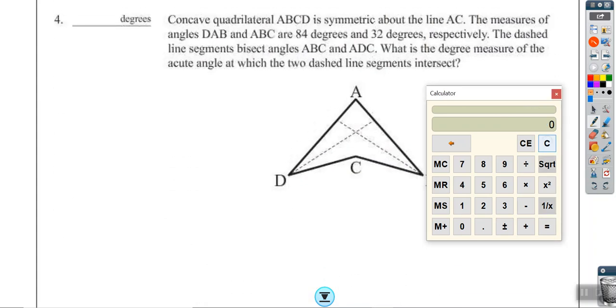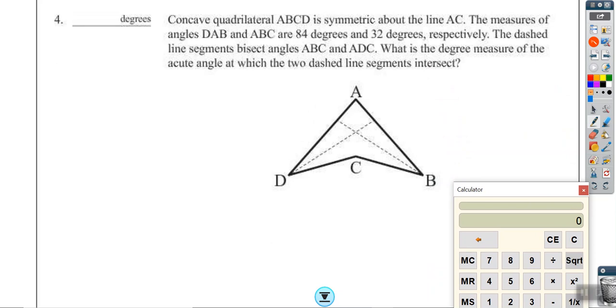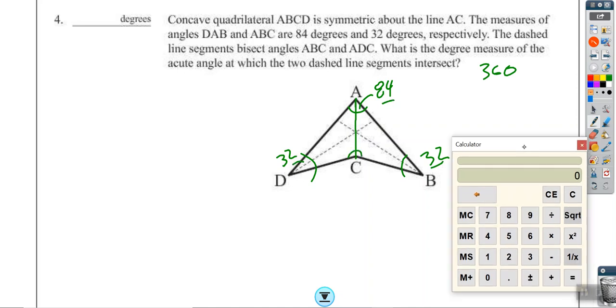All right, so I'm not going to lie, I struggled on this one. My mistake was to assume, well, I drew this line first, I assumed that these two angles were congruent. That is not true, and that led me astray. So I know that this angle here is 84. I know this angle here is 32, which means this angle is also 32 because it's symmetrical. Well, I know a quadrilateral has a total of 360 degrees. If I subtract these, I will get this angle here. So when I do that, I will get 212.